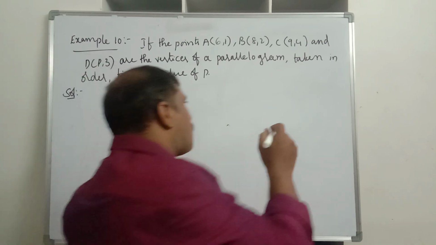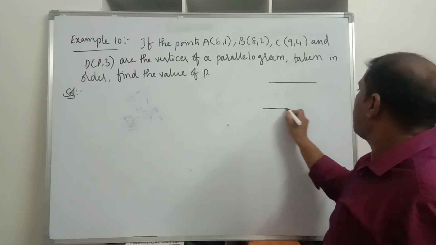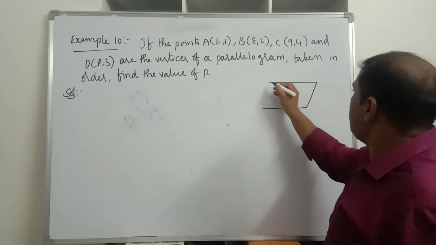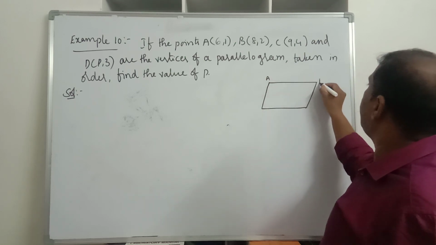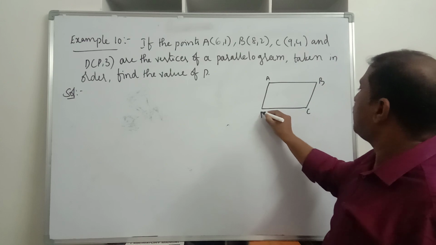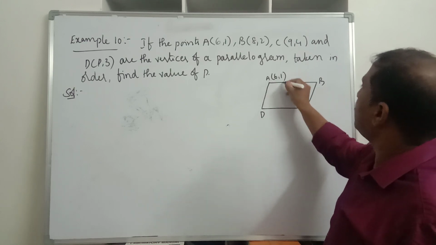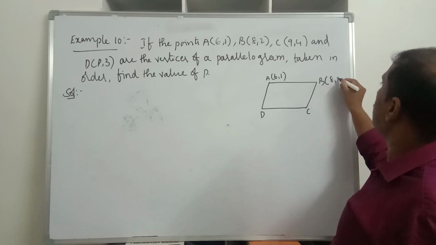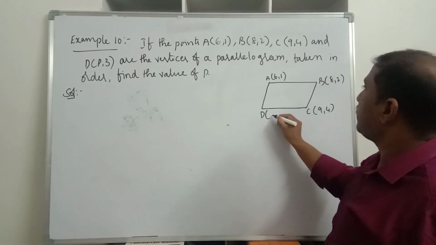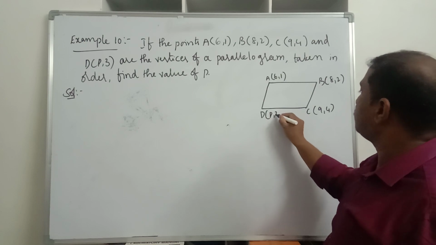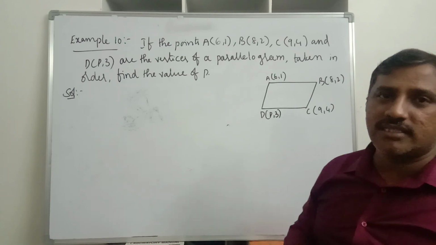So here we draw a rough diagram of the parallelogram and take the points A, B, C in order as the vertices. Point A is (6, 1), point B is (8, 2), point C is (9, 4) and point D is (p, 3). Find the value of p. How do we find it? Again by using the section formula.